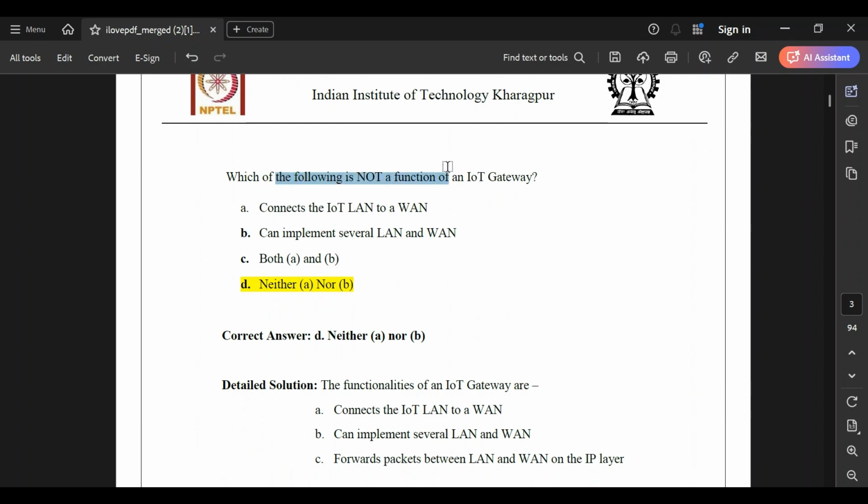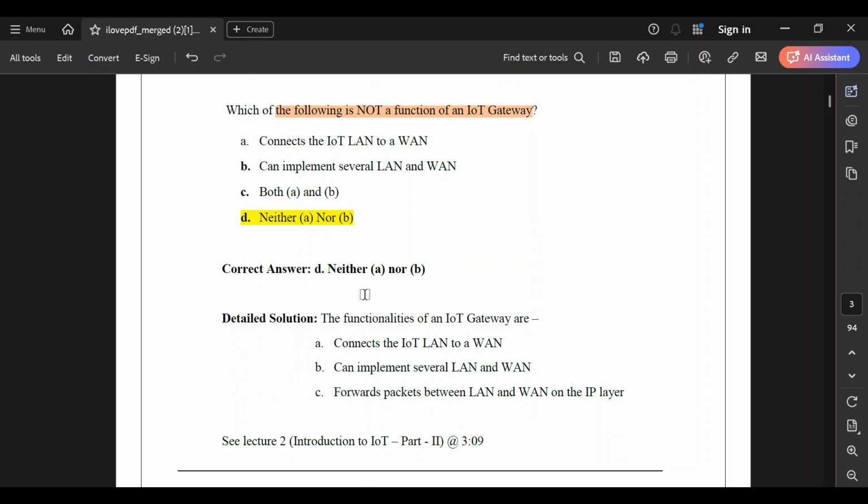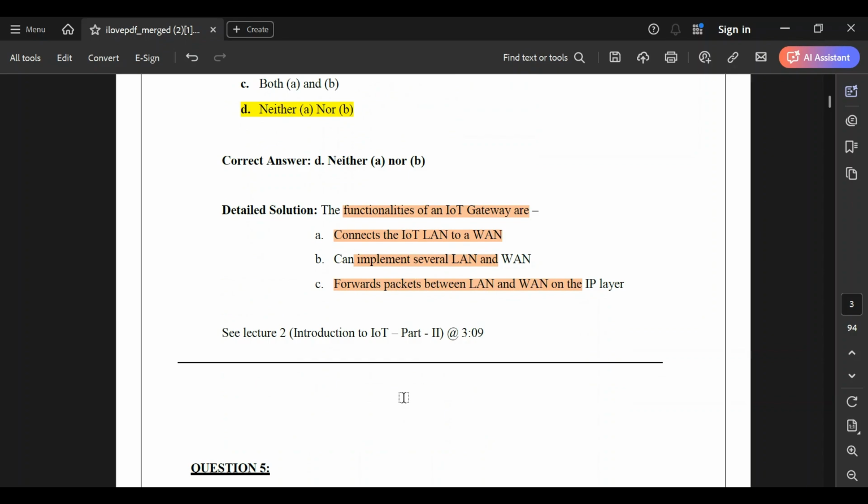Which of the following is not a function of an IoT gateway? There is no such option, so neither A nor B. The functionalities of an IoT gateway are to connect the IoT LAN to a WAN, implement several LANs and WANs, and forward packets between LAN and WAN on the IP layer. So these are just the functionalities of the IoT gateway. Next year it may be asked which of the following are IoT gateway functions, these options may be given, and maybe the answer will be all of the above.